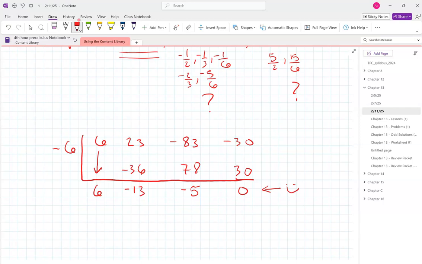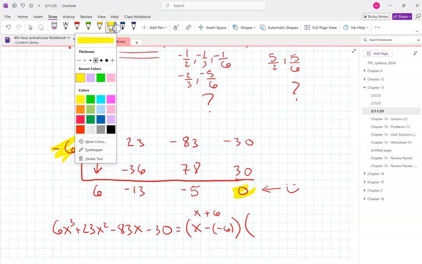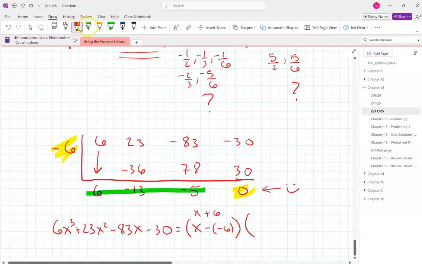So what this is going to tell me then is that this polynomial that we started with factors to, since -6 gave us a remainder 0, x minus a -6, or just x plus 6, times (6x squared minus 13x minus 5). Is everybody okay with how I've gotten to here?